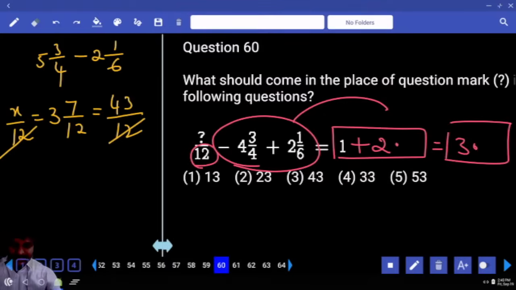If 12 goes to the other side, 12 into 3 point something is our final answer. So answer should be more than 36. 3 options eliminated. If you look at 5th option carefully, that is looking as 12 into 4 point something. Can that be your answer? No. That's what I verified. Okay now.